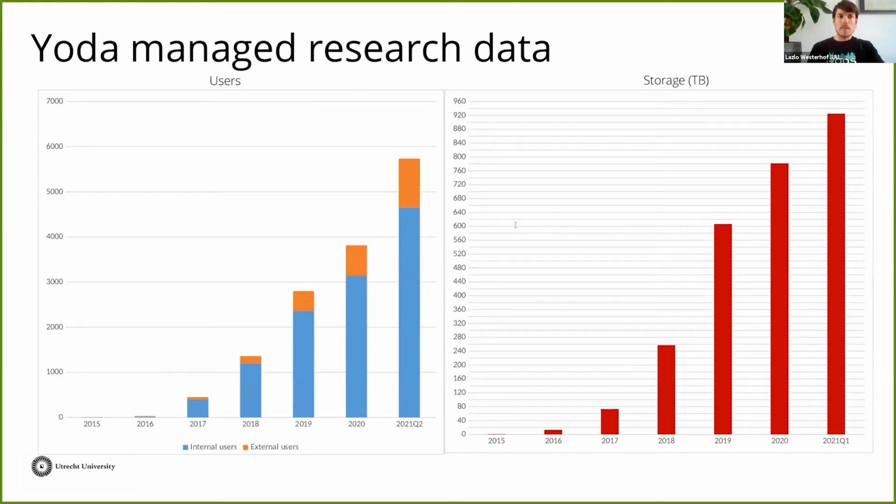Yoda in numbers, to give you some perspective on the context we are working in, I have some statistics for you. At the moment, we have more than 5,800 users. Around 1,000 of these users are external, for example, from Groningen. Internal users are researchers and students from the Utrecht University, and everybody else are external users. The amount of storage used, at the moment we have more than 920 terabytes of research data managed by iRODS in 8 zones. So we are still on the terabyte scale, but we will enter the petabyte scale somewhere this year.